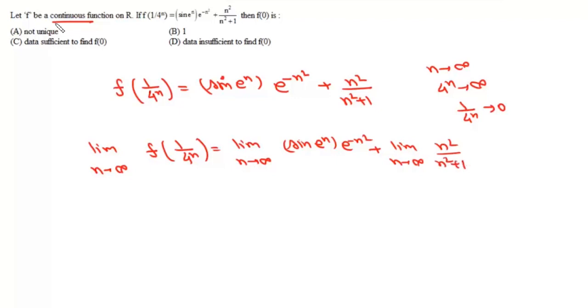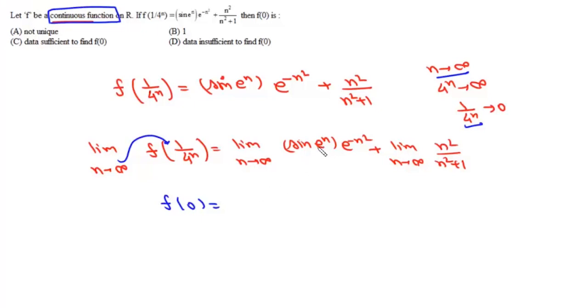And the question says f(x) is a continuous function, and if it is continuous, then we can take this limit inside this function f. If this information was missing from the question, that f(x) is continuous, we could not take this limit inside this function. Now since f is continuous, we'll take this limit inside, and we know that as n tends to infinite, 1 upon 4^n tends to 0. So this is f(0). Now here in this case, it will be this limit n tends to infinite.